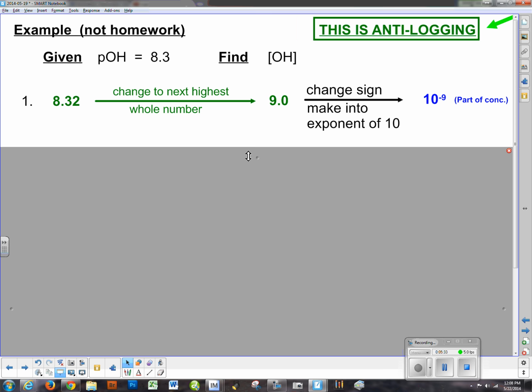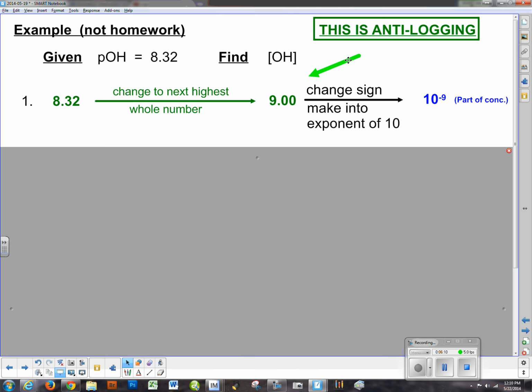So what we're going to do is first take this number, the 8.32, that came from the given value of the pOH. We're going to change it to the next highest number. We're not rounding. Rounding, this would become 8.0, but we're taking it to the next highest whole number. So the next highest whole number is 9.0, and we could even make that 9.00, make it a nice even number.